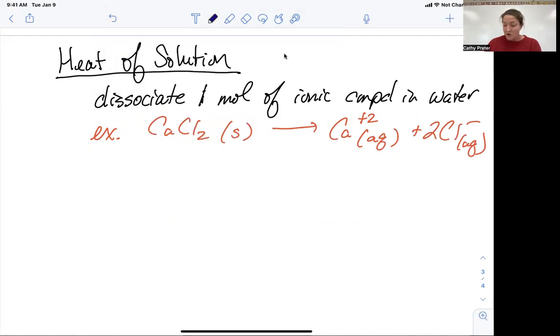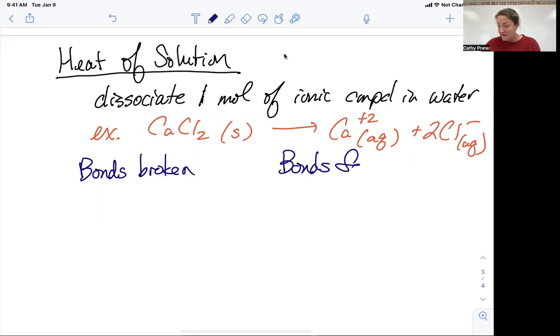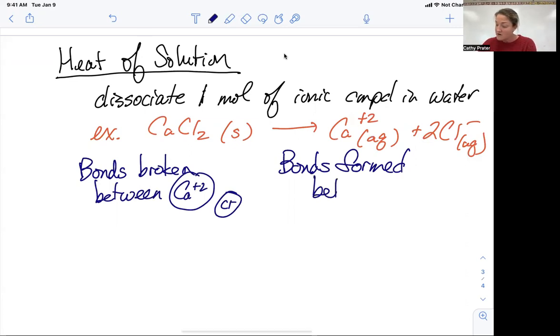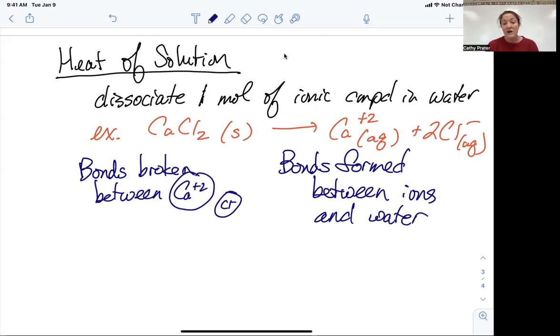We have bonds being broken and bonds being made. The bonds that are being broken are between ions, so between calcium ions and chlorine ions. The bonds that are being formed are between ions and water. The positive calcium ion will attach to the negative side of water, and the negative chlorine ion will attach to the positive side of water.